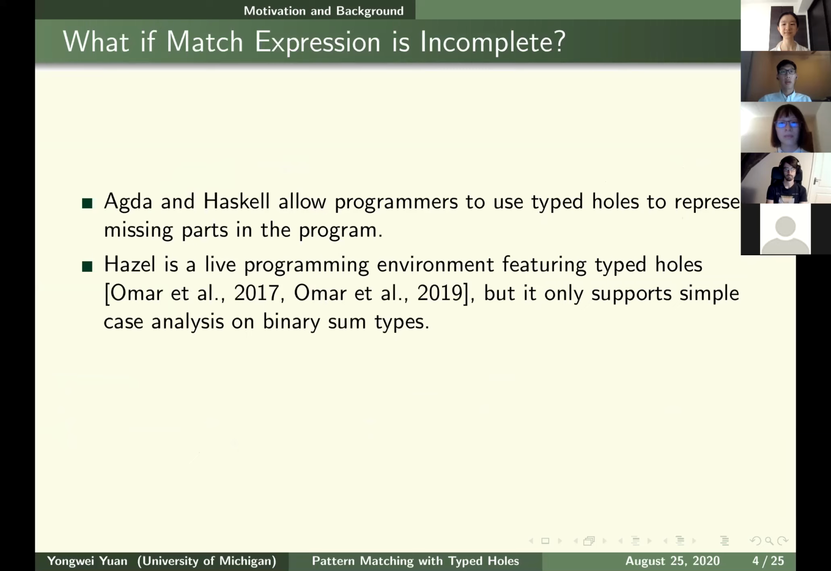There are existing algorithms to check exhaustiveness and redundancy. However, we didn't consider what if the match expression is incomplete. When we are programming, most of the time we are dealing with incomplete programs. Today's programming languages, Haskell, Agda, and Hazel, represent the missing parts in the program as holes. Here we take a similar approach.